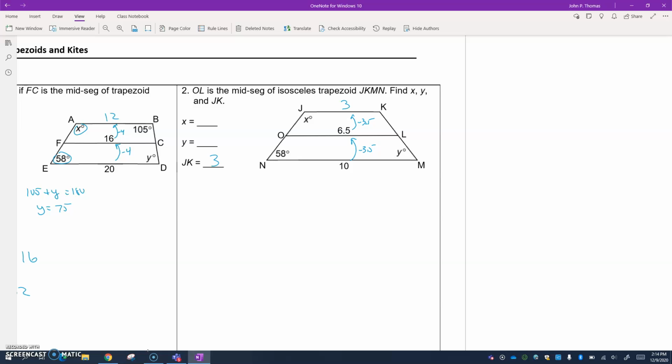So JK is 3. And again, that's because the mid-segment's length is half the sum of the bases. All right, so it's basically the average of those two, or that in-between step. Later you'll learn it as the arithmetic mean.